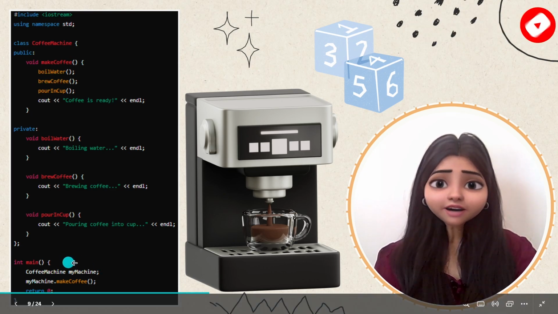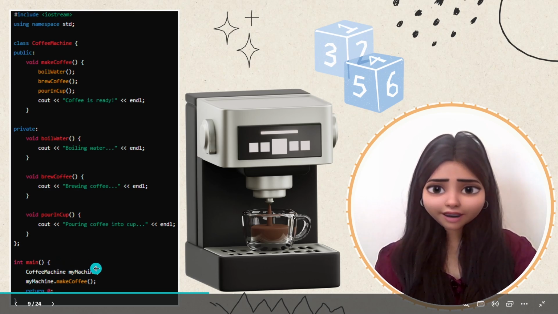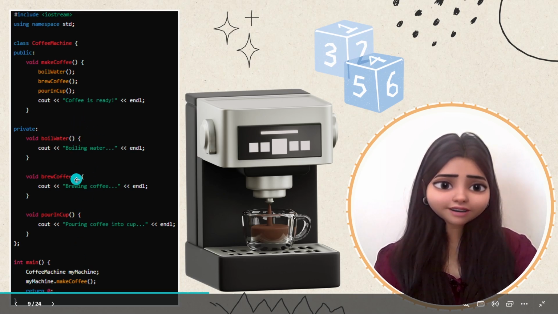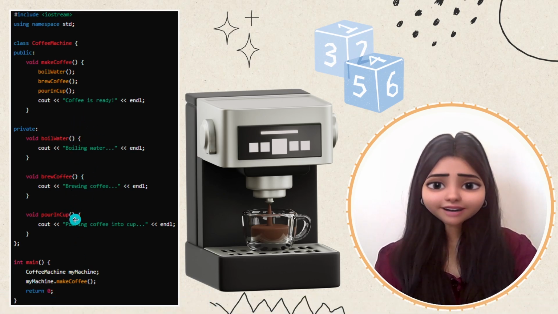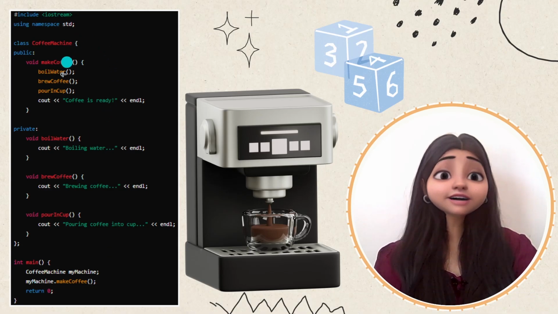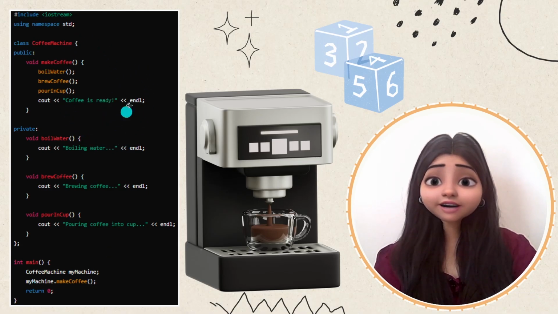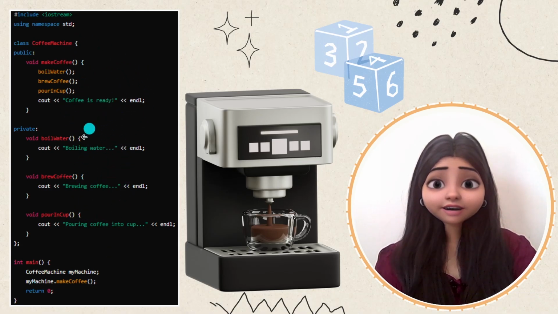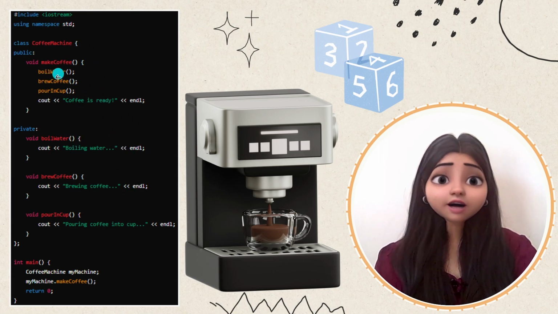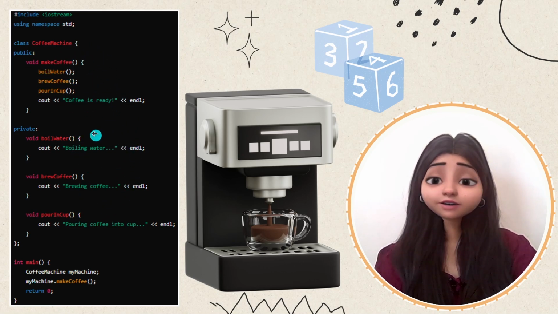In the main function, we have created an instance of coffee machine called myMachine. We call the makeCoffee method, which internally calls boilWater, brewCoffee, pourInCup, and finally prints coffee is ready. So this example demonstrates abstraction by hiding the complex detail of making coffee and providing a simple interface, that is the makeCoffee method, for users to interact with.